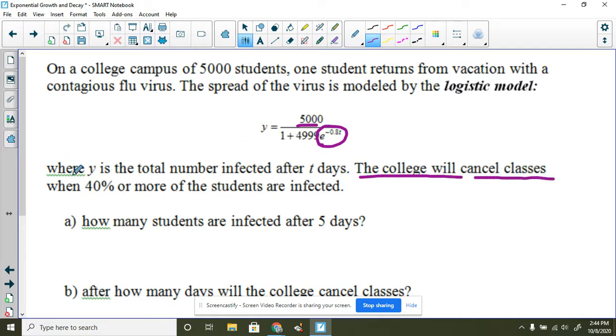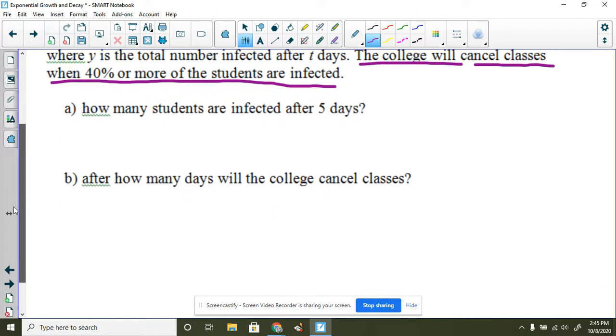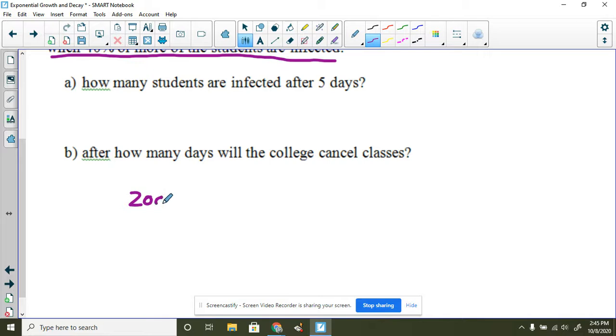The college will cancel classes when 40% or more of the students are infected. So when 40% of the 5,000 students are infected, 40% of 5,000 is 2,000. So when this number of infected students is 2,000, the college will cancel classes. So that would be an equation that we can solve, right? Even though it's a logistic model, this is an exponential equation. It has a variable in the exponent. That exponent's down here, but I can still solve for that.